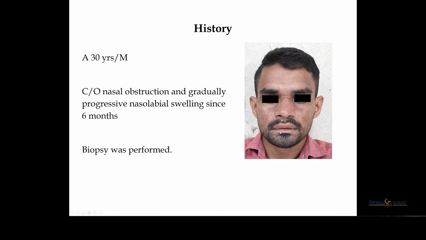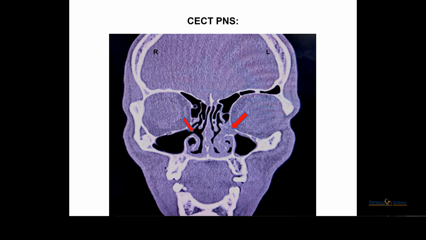The history provided was a 30-year-old male who complained of nasal obstruction and gradually progressive nasolabial swelling since the last 6 months. The biopsy was performed. On radiology, the patient had soft tissue density swelling in both of the lateral walls of the nasal cavity and in the left nasolabial duct. The swelling was causing obstruction to the left maxillary ostia.